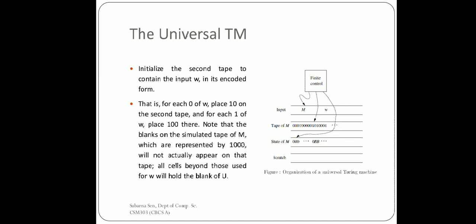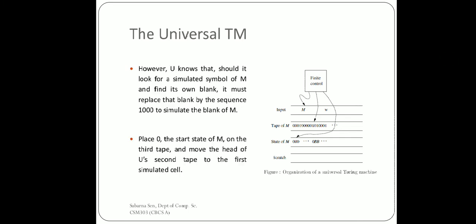But initially we are not having any blank in between, that's why this 100 will not be used. We will be using only 10 and 100 for now. Okay, fine. Now what we will do, we'll place 0, that is the start state of M, on the third tape and move the head of U's second tape to the first simulated cell.